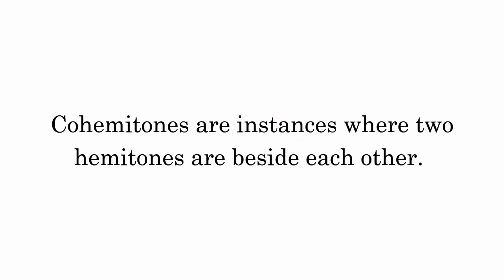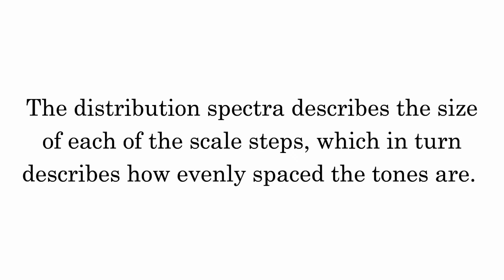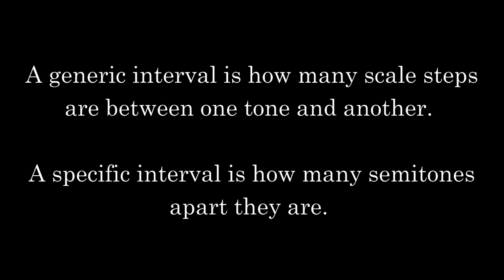Cohemitones are instances where 2 hemitones are beside each other. This scale has 2 cohemitones. They are at positions here and here. The distribution spectra describes the size of each of the scale steps, which in turn describes how evenly spaced the tones are. A generic interval is how many scale steps are between one tone and another. A specific interval is how many semitones apart they are.